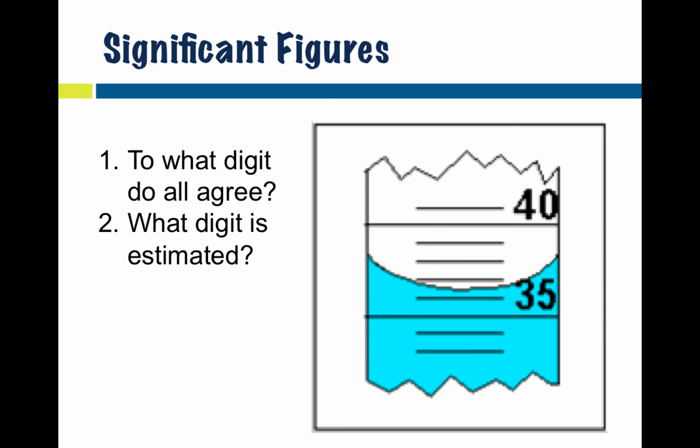So next, we need to estimate the final digit. Some might say 36.3, some might say 36.4, 36.5. That's fine. That's the point of a significant figure, that there's always some degree of estimation due to the way that we read instrumentation differently from each other. So remember, the last significant digit always has some degree of estimation. So we're going to call this 36.5 milliliters. 3 significant figures.